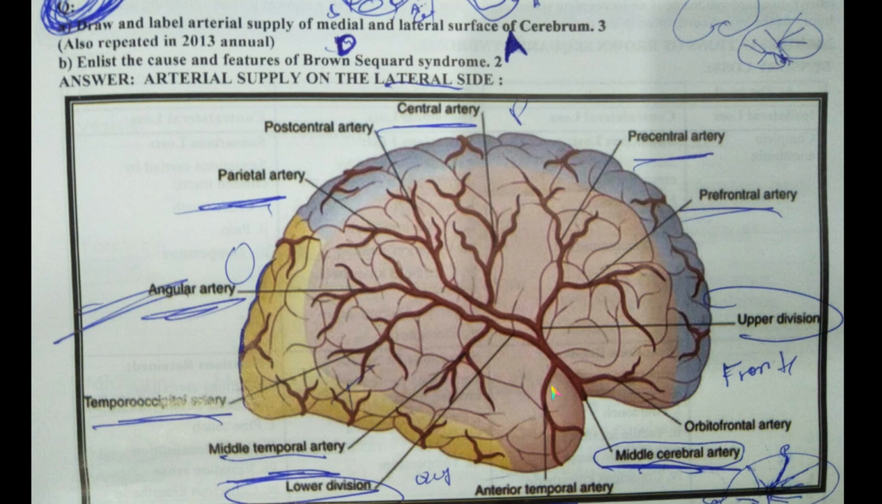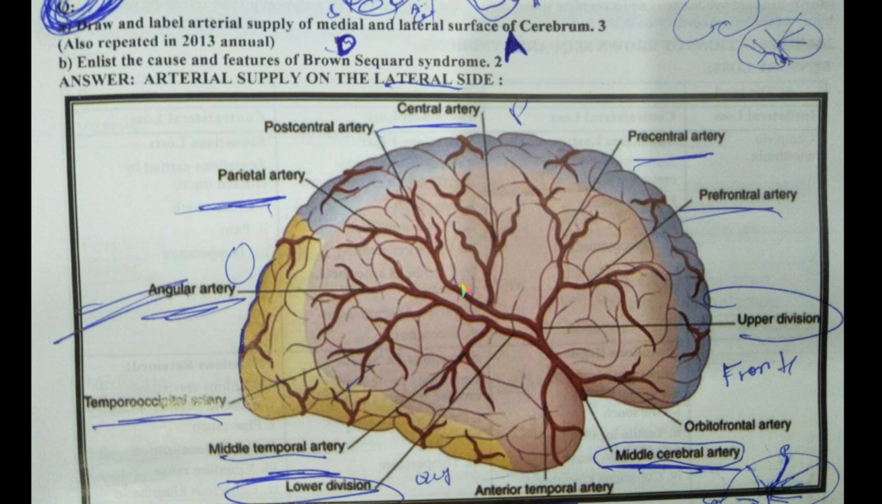The middle cerebral artery first of all gives a branch known as the anterior temporal artery, which supplies the temporal region. Now it divides into two divisions, an upper division and a lower division. The lower division gives the middle temporal artery, then the temporo-occipital artery, which supplies the temporo-occipital area, and the end branch of the lower division of the middle cerebral artery is the angular artery, which supplies the angular area of the cerebrum.